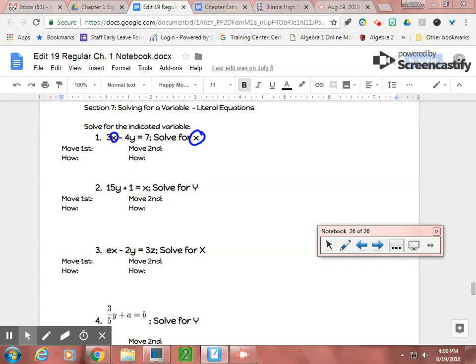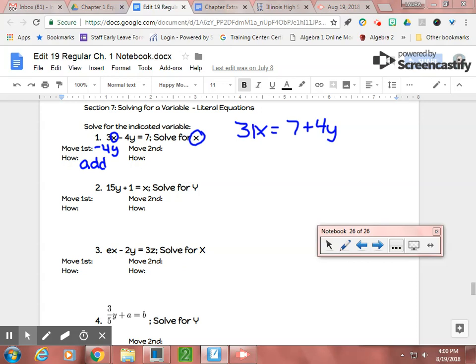So our first step is to move the negative 4y to the other side. Well, how are you going to do that? It's a negative 4y, so you want to add. Okay, so now I have 3x equals 7 plus 4y.